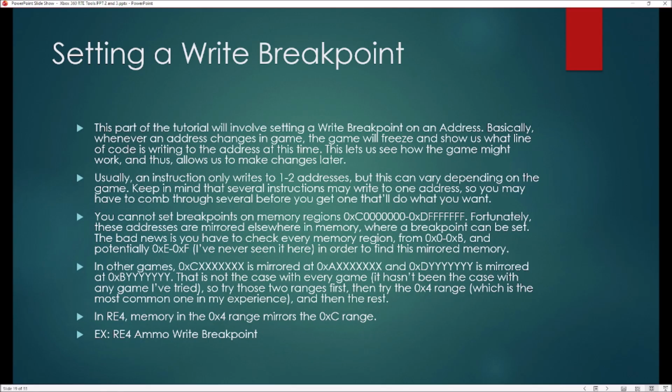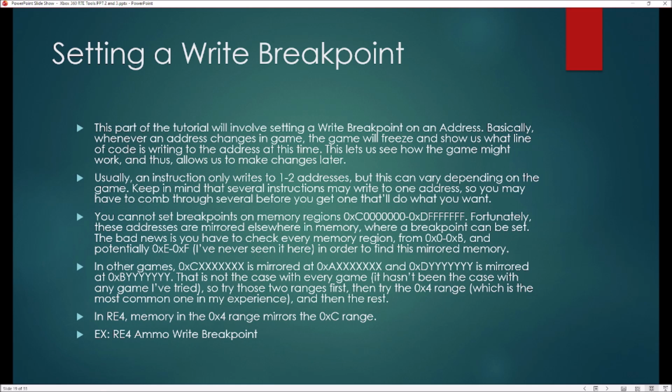Whenever we set the breakpoint and the breakpoint catches, you will see the console freeze. That is normal. It freezes so it actually shows you what's going on in real time in memory. So usually an instruction only writes to 1 to 2 or so addresses, but this can vary depending on the game. I've seen an instruction write to like 1,000 different things at once. I have seen that before. Keep in mind that several instructions may write to one address, so you may have to comb through several instructions before you find the right one, or you might even have to change multiple.